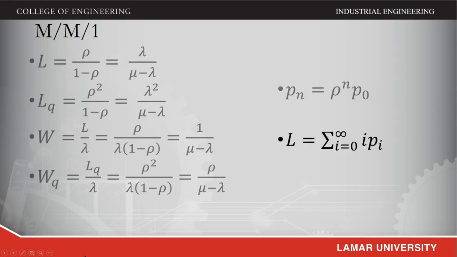And just as a reminder, the expected number in the system is a weighted average of the number of customers. So L is the summation of i times P sub i, from having 0 customers to an infinite number of customers. Of course, you don't have to add up this infinite number of terms, because you already have a formula at the beginning of this page.